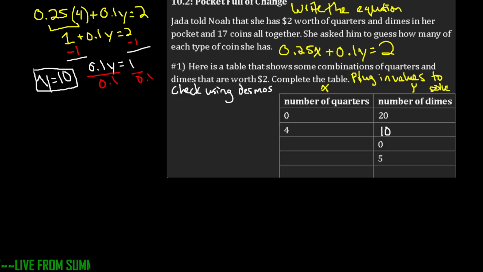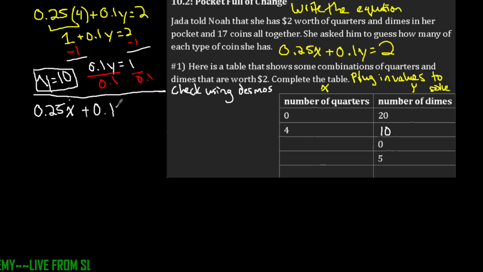All right, so let's keep going. Let's try the next one. It's now saying when y equals 0, what happens? So let's plug this in. Let me make a little break here. So I'm going to say 0.25 times x, because we don't know what x is, plus 0.1 times 0, because that's our y value.